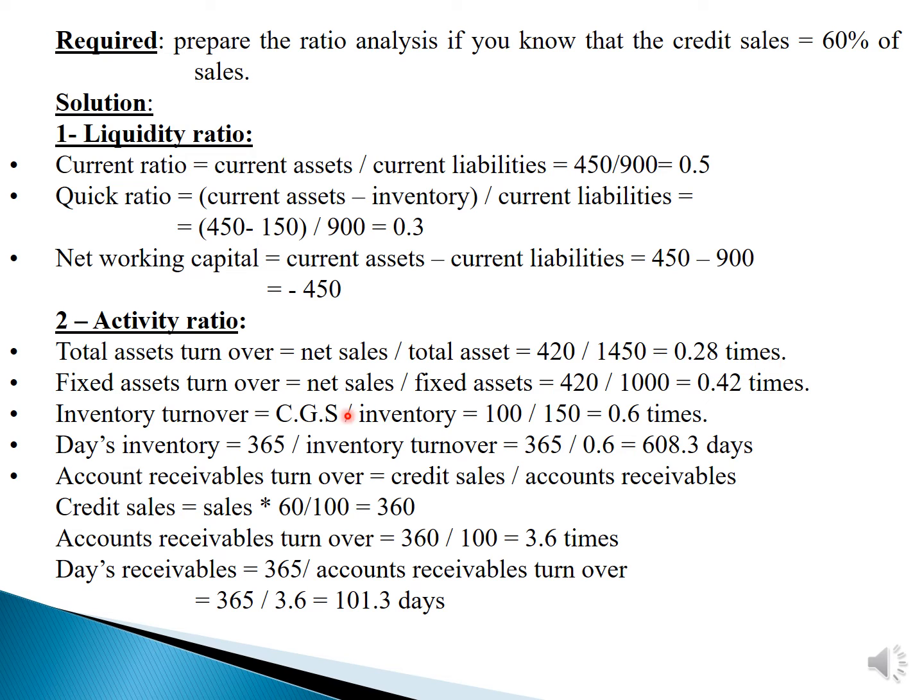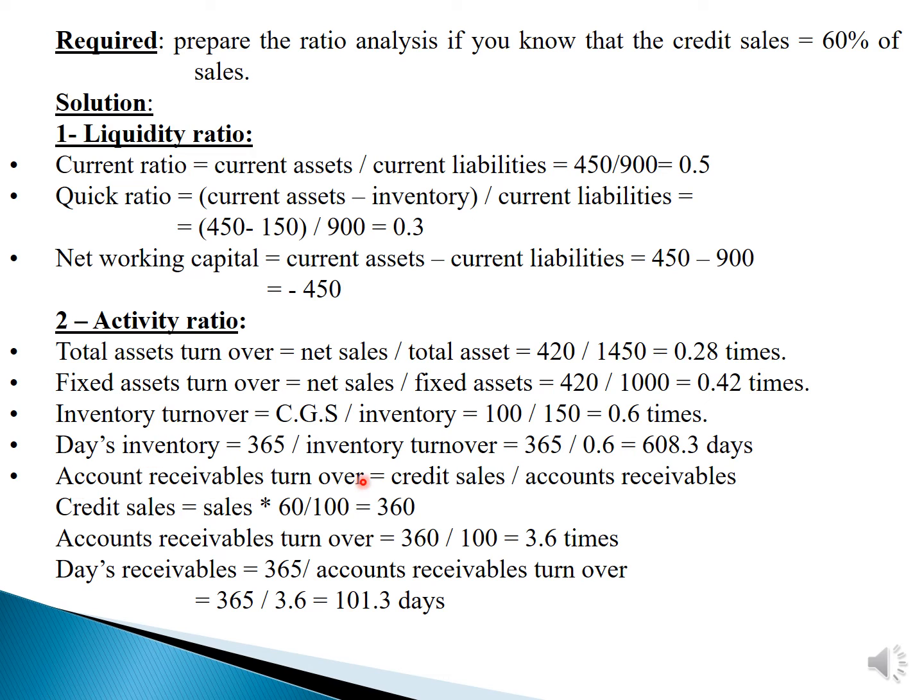And we are going to apply all this here: for the fixed assets turnover, net sales over fixed assets; inventory turnover, cost of goods sold over inventory. Days inventory equals 365 days over inventory turnover. We just took that from two previous lectures.